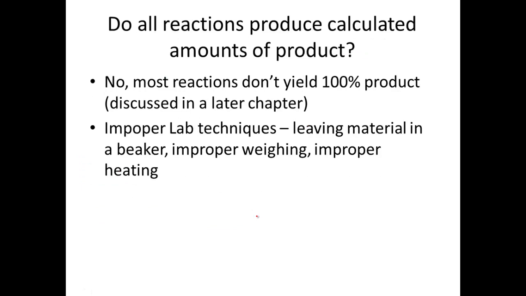So as we work, do all chemical reactions produce the calculated amount? And unfortunately, rarely do they. Most reactions don't yield 100% of their product. We'll discuss this in our kinetics chapter later on. But for now, one of the ideas is improper lab techniques. We're going to leave us with one of our problems also leaving material in our beakers, improper weighing, improper heating. There are many different things that could go wrong just basically in our human error, along with the fact that reactions don't want to happen to completion.